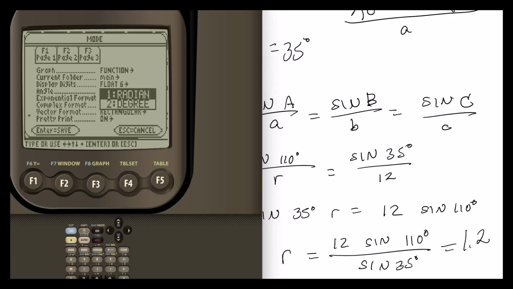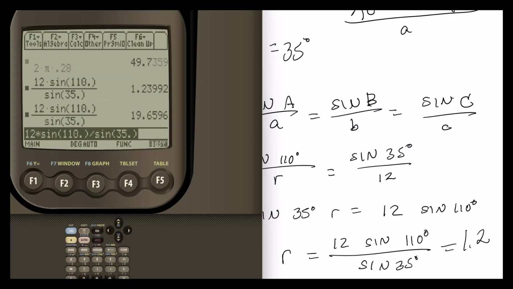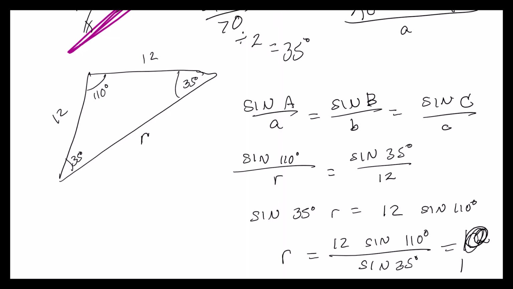I'm still in radians because I looked at the question and thought, that doesn't make sense. Okay, now let's try this again. 19.7. Holy heck, that makes a lot more sense. Okay, so not that, 19.7. If I look at that, does that seem like 19.7? Yeah, it seems a lot more like 19.7 than it did 1.2.